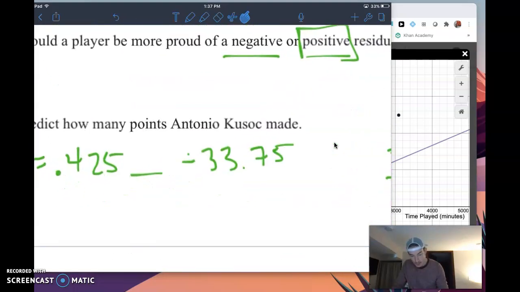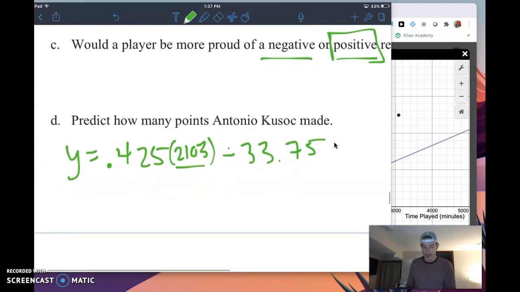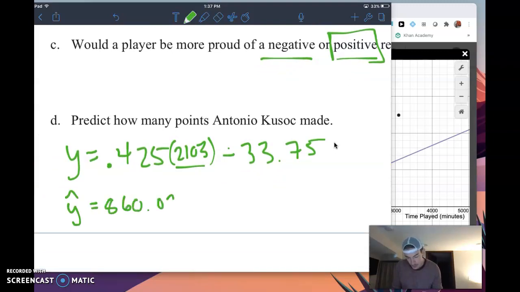2,103 points at the beginning. All right, so I'm going to go ahead and mark that up here. We're going to do a little bit of math. 2,103, so I got 0.425 times 2103 and then minus 33.75. Again, the goal of doing this is for the purposes of prediction. And so I've got 860.025 or about 860 points.